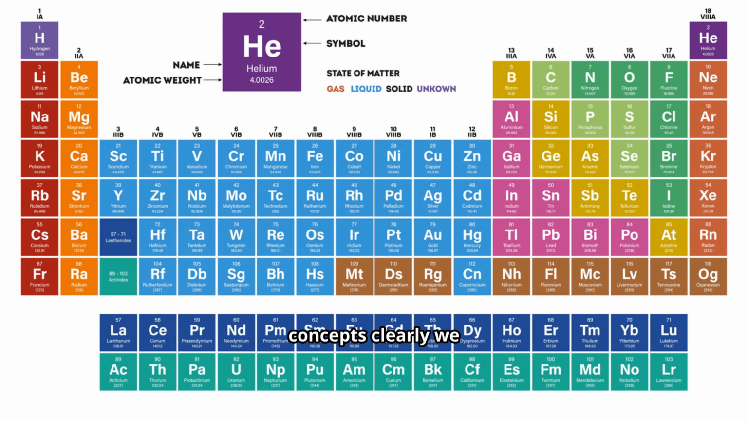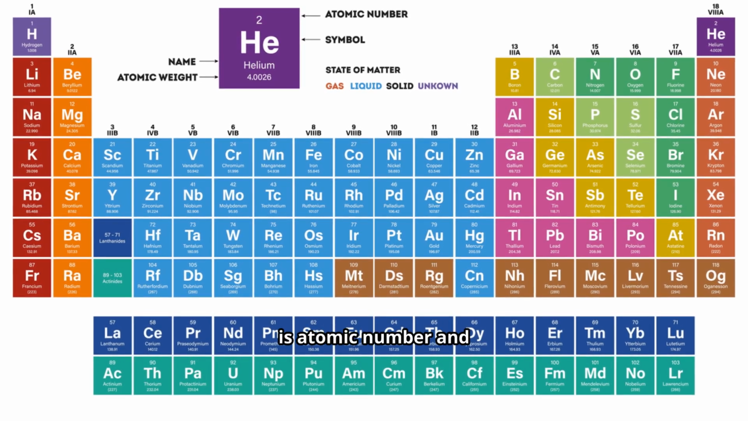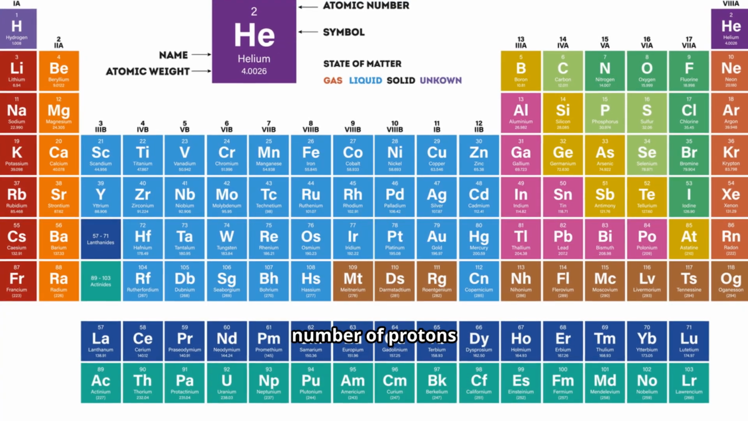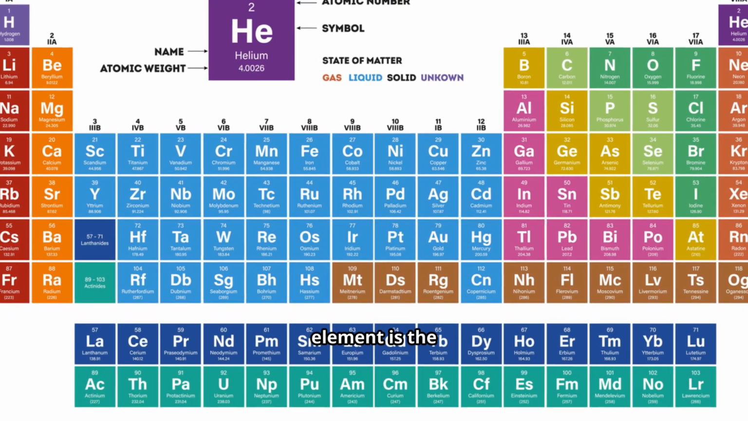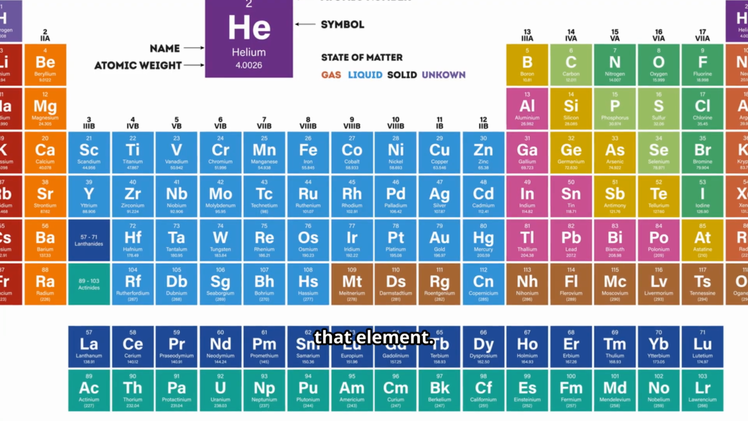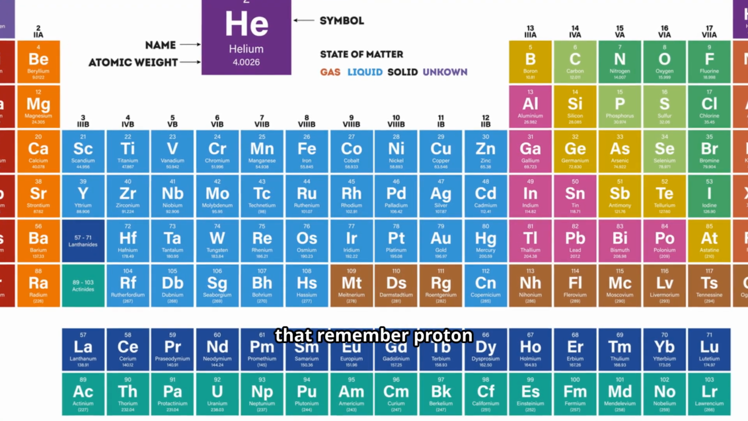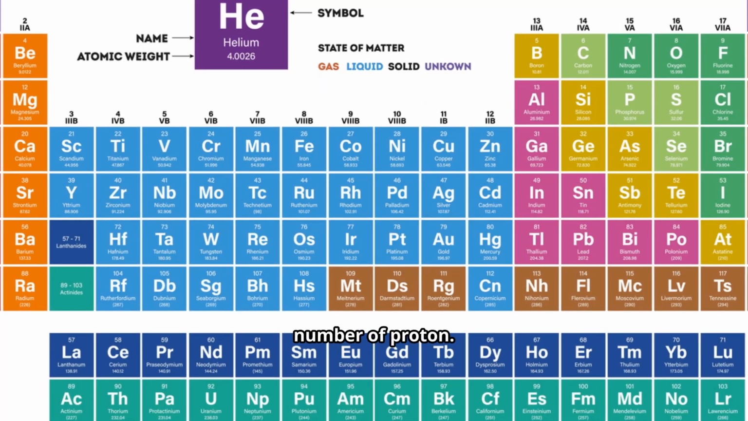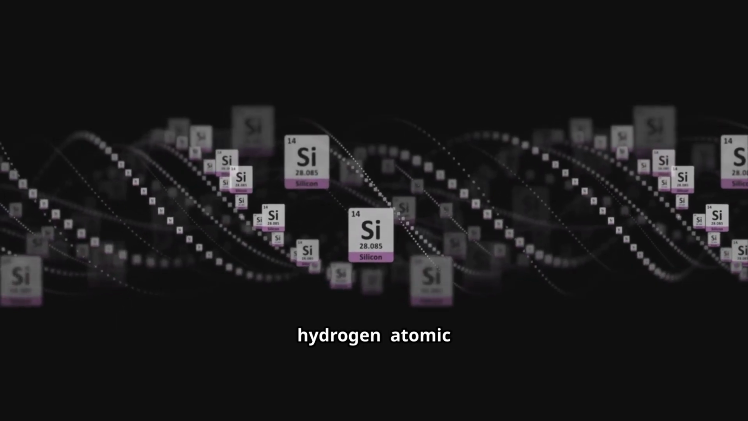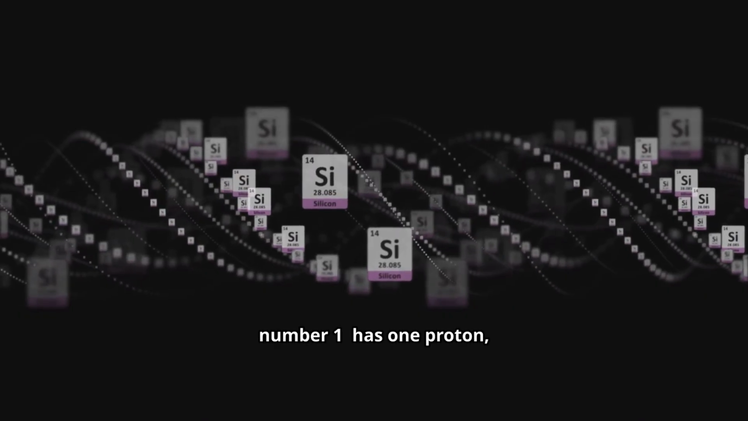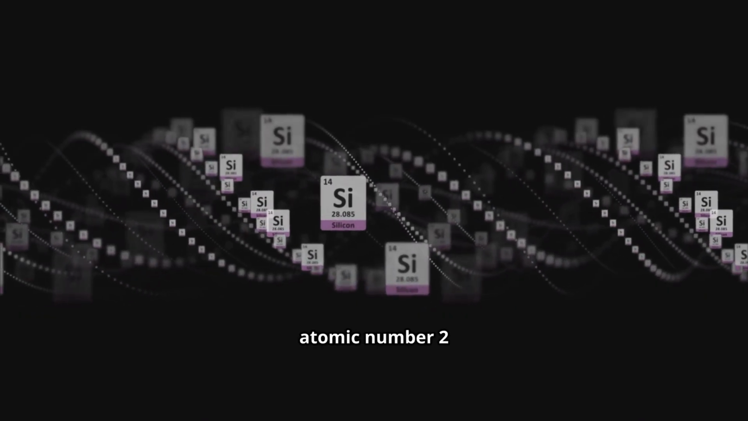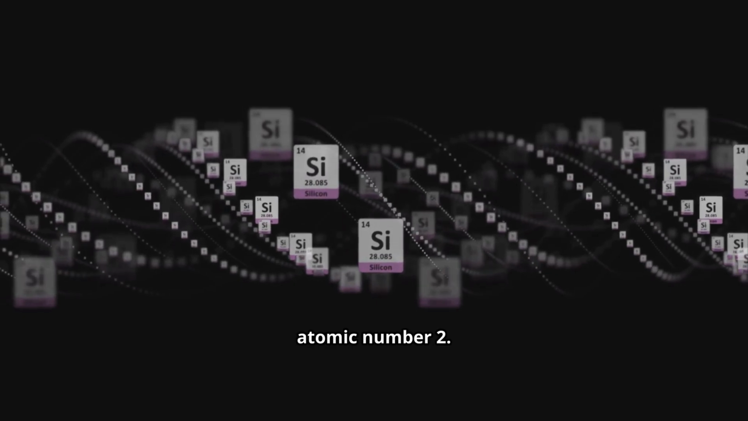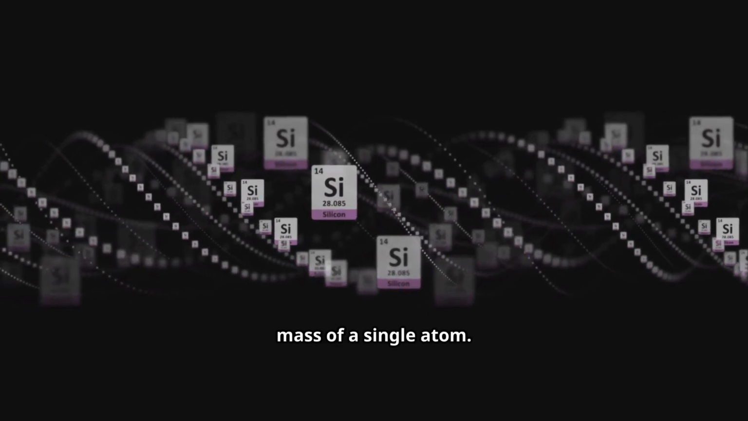In order to understand mole concepts clearly, we need to review what atomic number and atomic mass of an element are. The number of protons within the nucleus of each atom of an element is the atomic number of that element. If you have a hard time remembering that, remember proton ends with N. Atomic number starts with N, so atomic number is the number of protons. For instance, hydrogen, atomic number 1, has 1 proton, while helium, atomic number 2, has 2 protons. Atomic mass is the mass of a single atom.